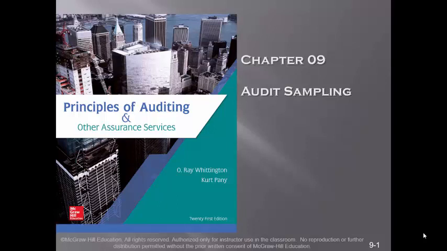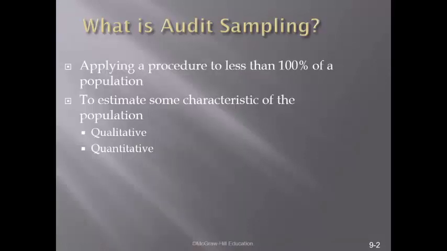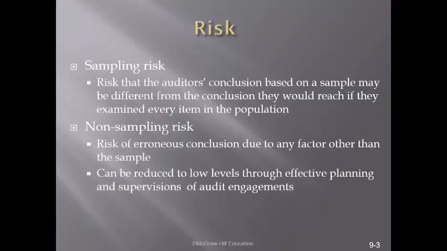Chapter 9, Audit Sampling. Audit sampling, whether statistical or non-statistical, is the process of selecting and evaluating a sample of items from a population of audit relevance such that the auditors expect the sample to be representative of some characteristic, qualitative or quantitative, of the population. In this context, representative means that the sample will result in conclusions that are similar to those that would be drawn if the same procedures were applied to the entire population.